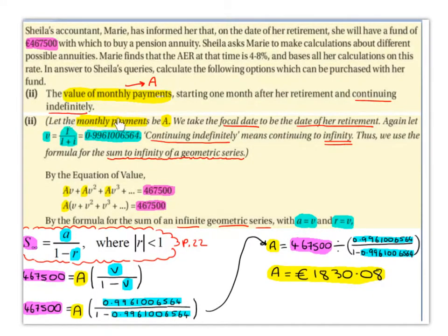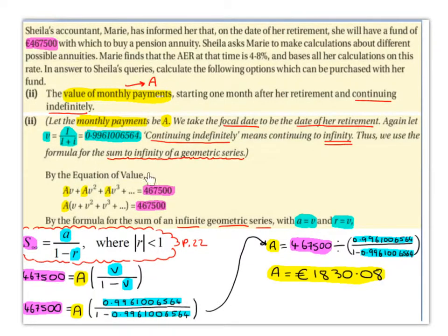Part 2, find the value of monthly payments starting 1 month after her retirement and continuing indefinitely. We're going to let the monthly payments be A. We take the focal date to be the date of her retirement. Again, let V equal 1 over 1 plus i, which again is equal to 0.9961006564. Continuing indefinitely means continuing to infinity. Thus, we use the formula for the sum to infinity of a geometric series.